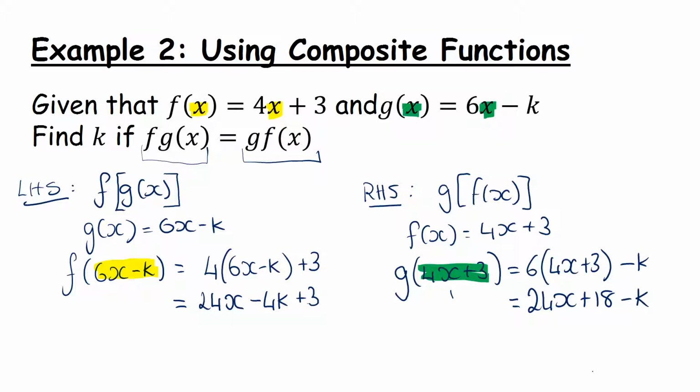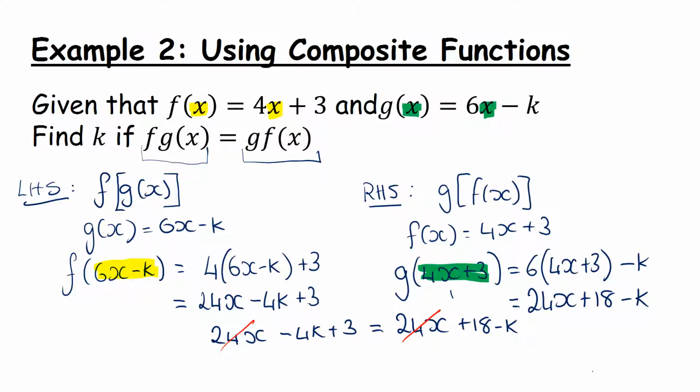Now, what they told us was both of these should be equal. So let's make an equation where the left-hand side, as we found it, plus 3, is equal to the right-hand side. So 24x plus 18 minus k. Now, straight away, we should hopefully see that the 24x's cancel on both sides. And then I'm going to bring a k across.